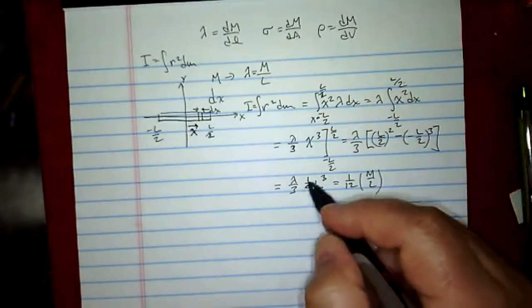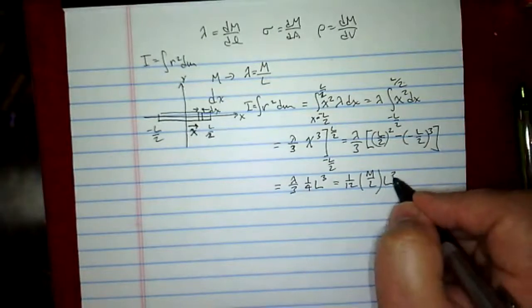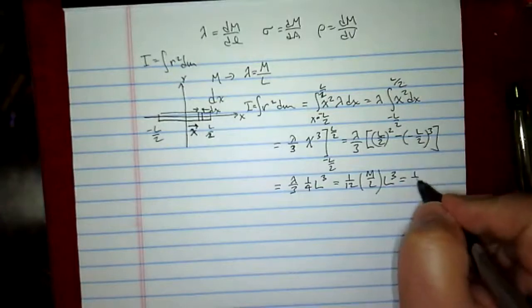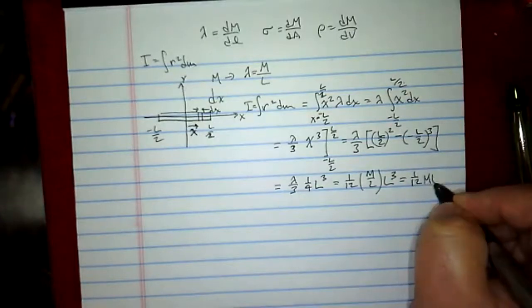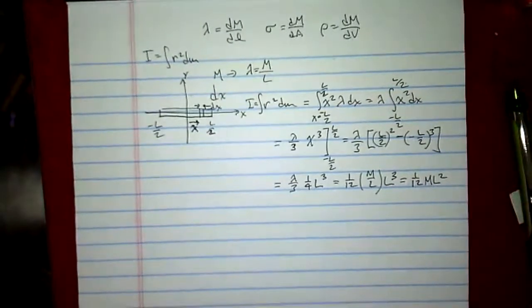So I've gotten the 1/4 and the 1/3 taken care of. Now the lambda is taken care of, and now let's say times L cubed. And lo and behold, that's our answer. One of these L's will cancel out, and I get 1/12 mL squared. If you look that up in the table, you'll find that is the right answer.